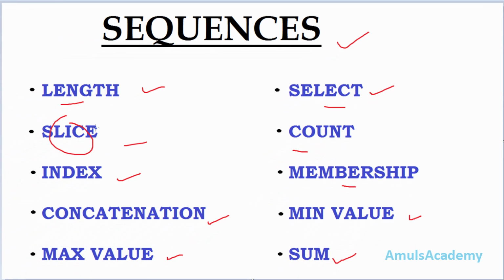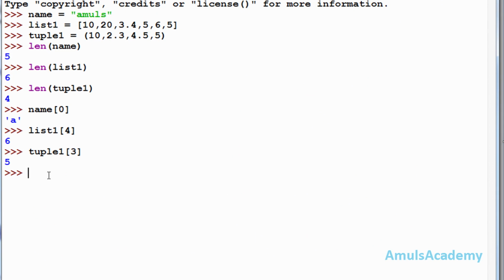And the next operation is slice. If you want only part of the list or part of the string, then you can use slice. That is name, and within the square bracket you need to mention which characters you need. I want M, U, L. So the M index number is 1, so I'll mention 1 followed by a colon. And now I want M, U, L, so 0, 1, 2, 3, this L index is 3. Here I want to mention 4. So I'll get M, U, L. That is, the index 1 element is included and the index 4 element is excluded.